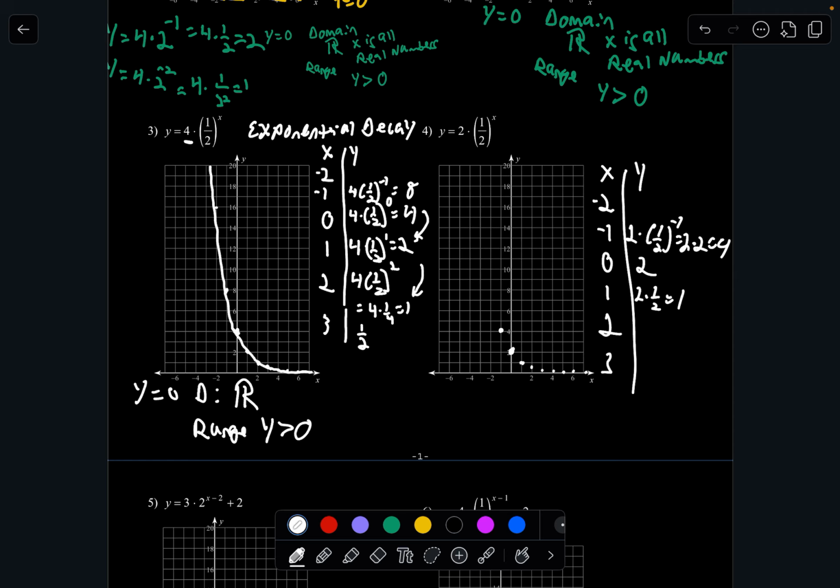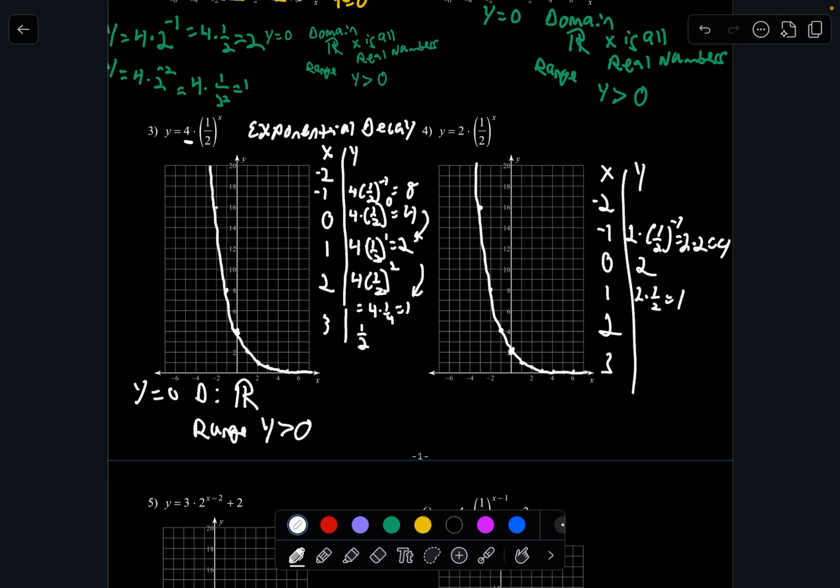When x is at -2, we'll double 4 and we'll be at 8. And when x is -3, we'll double 8 and be at 16. And when x is -4, we'll double 16 and be at 32, which is well off the graph. And our graph looks like this.